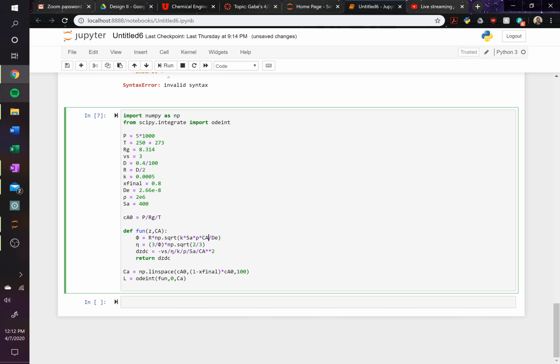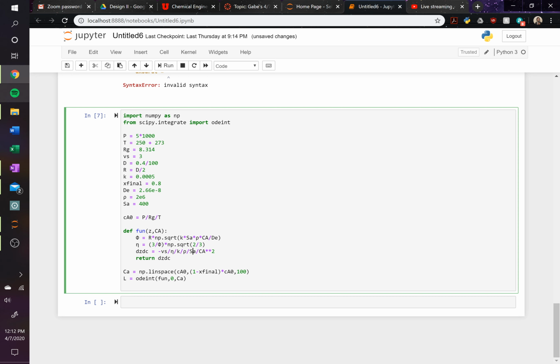So what I had before in the previous video, if you'll go back and watch it, was that the Thiele modulus was a function of the initial concentration, which makes the Thiele modulus and eta constant. But that's not true. The Thiele modulus is a function of the overall concentration, so it's got to change with concentration. So now I've got it so that the Thiele modulus will change with concentration, the internal effectiveness factor will change with concentration, and obviously the ODE.